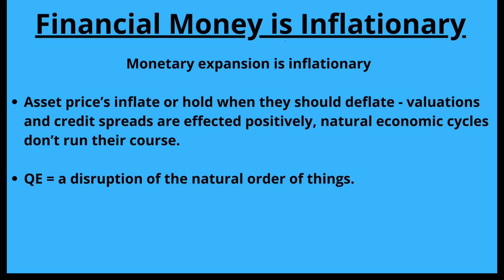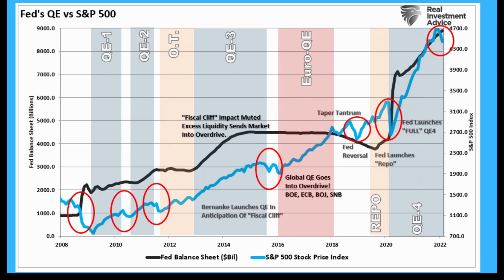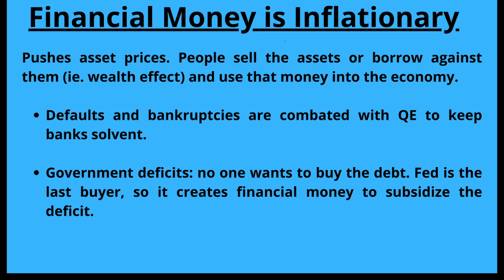So QE is a disruption of the natural order of things, and it has been for years. You can see this every time there is distress in the system. In the blue line, the Fed prints more money. It is insane. This is the Fed's QE versus the S&P 500. The S&P 500 returns, I think based on some studies, 80% is attributed to quantitative easing because of valuations and spreads. So financial money pushes asset prices. People sell their assets or borrow against them, which is the wealth effect, right? The more assets you have, the more collateral you have, so you can put that money into the economy.